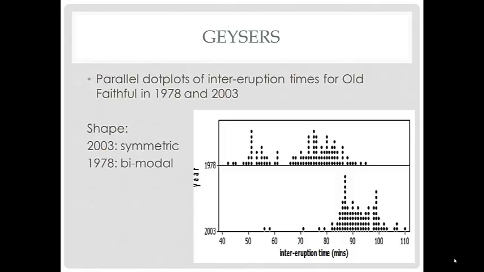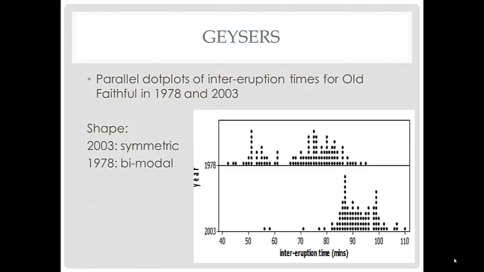Let's start by talking about some basic summary information on the two parallel dot plots of eruption times for Old Faithful. When we look at dot plots of a quantitative variable like we have here, we talk about shape, center, and variability. The shape of these distributions for 2003 is fairly symmetric. There are a couple of extreme values, maybe outliers down around 50 to 60 minutes, but for the most part the data is pretty symmetric near 90.